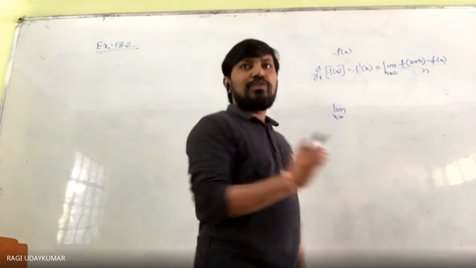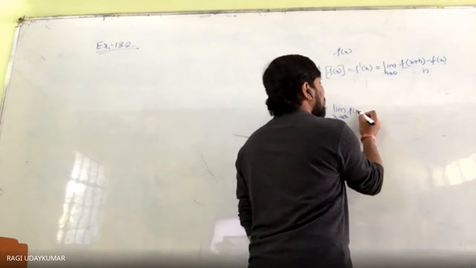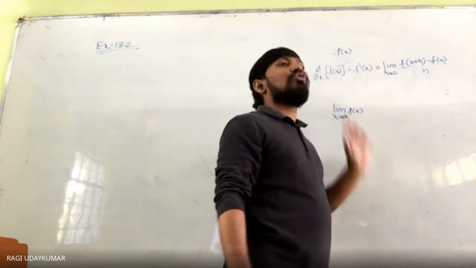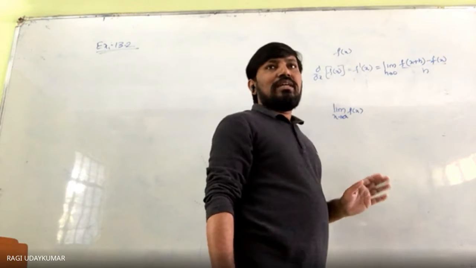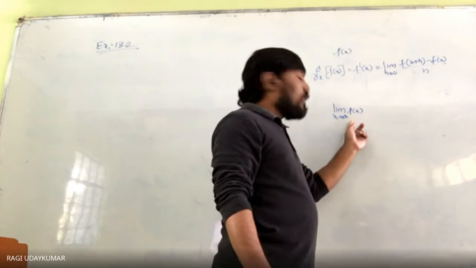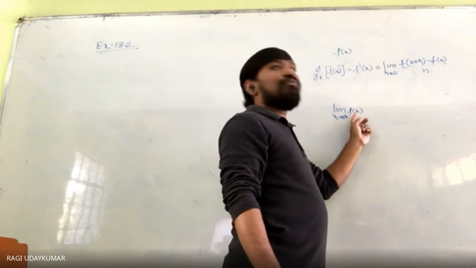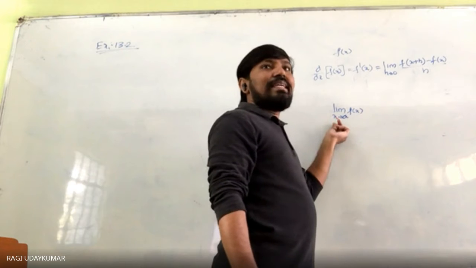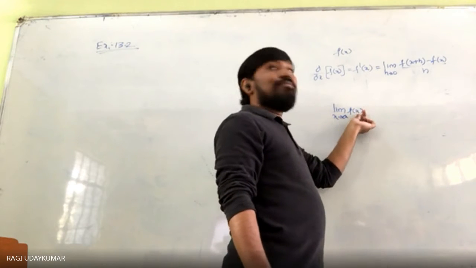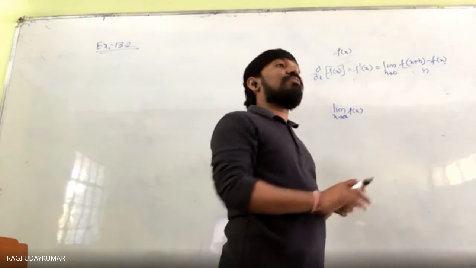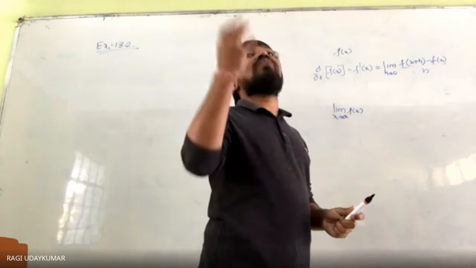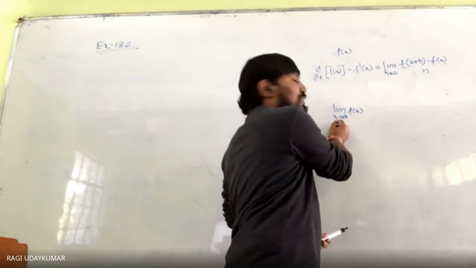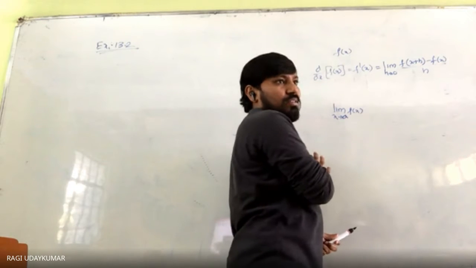Limit x tends to a, f of x is nothing but, most of the students will feel that you substitute the a value. No, not that. Whenever the x value is reaching to a, what is the f of x value? When x is reaching to a, f of x will reach approximately which number? That is represented as limit x tends to a of f of x.